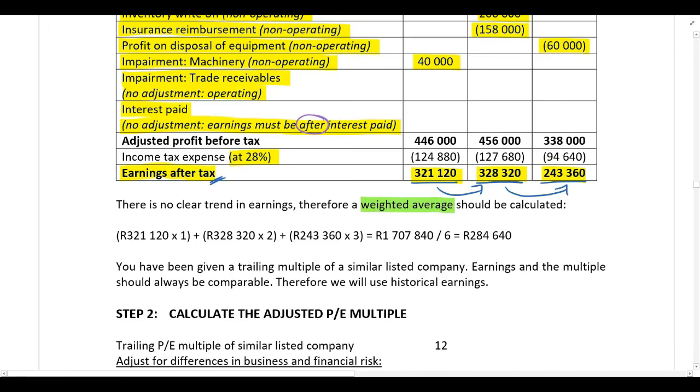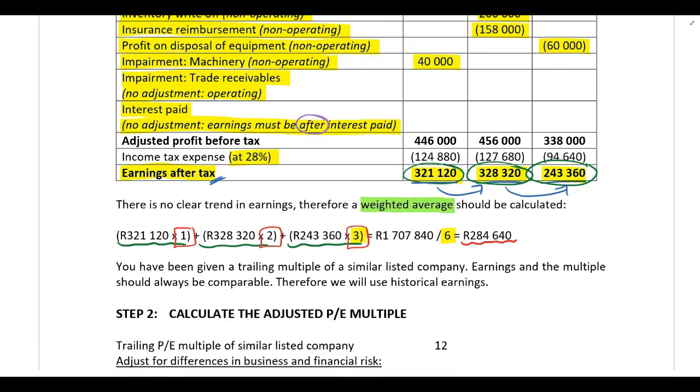So when we calculate the weighted average, we take the oldest year and we multiply that by 1. The next year by 2. The next year by 3. The most weight is allocated to the most recent year because that is what's more likely to happen again in the future. We then divide all of that by 6 so that we can get the maintainable earnings for 1 year. And I'm dividing by 6 because that's the sum of 1 plus 2 plus 3. I'm then going to use this figure as maintainable earnings in my calculation.